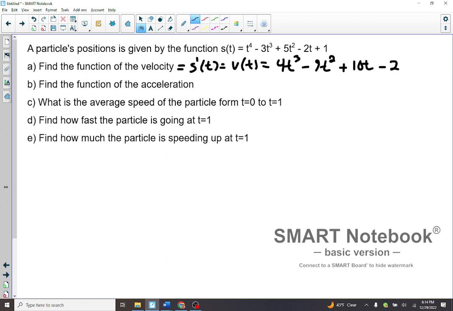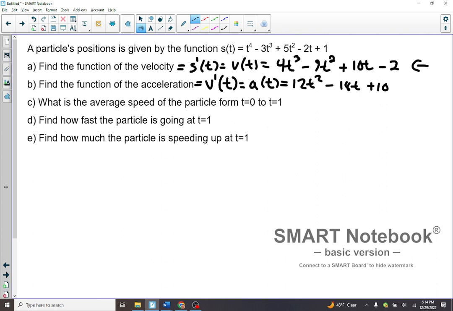If I want the function of acceleration, I want to know how much my change of position is changing. That's going to be the derivative of my velocity, which gives me acceleration. So in this case, I would derive this one over here. So derive this again: 12t to the second minus 18t plus 10, and the minus 2 gets canceled out from the derivative. So that's my acceleration.